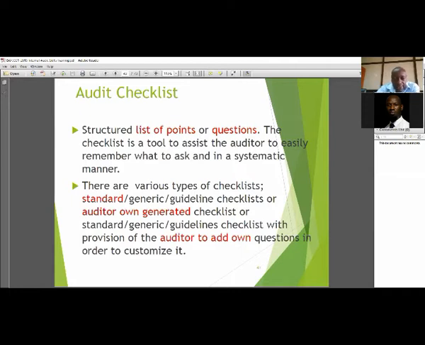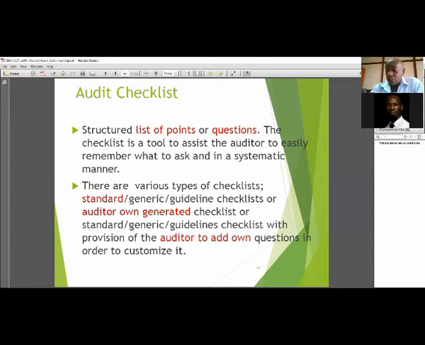Or standard checklists, and this is the one we advocate for: standard checklists with the provision for the auditor to add own questions in order to customize it. So we advocate for the last one. The first one is standard, the second is auditor-generated, but the third one combines both. And we have found it very useful.